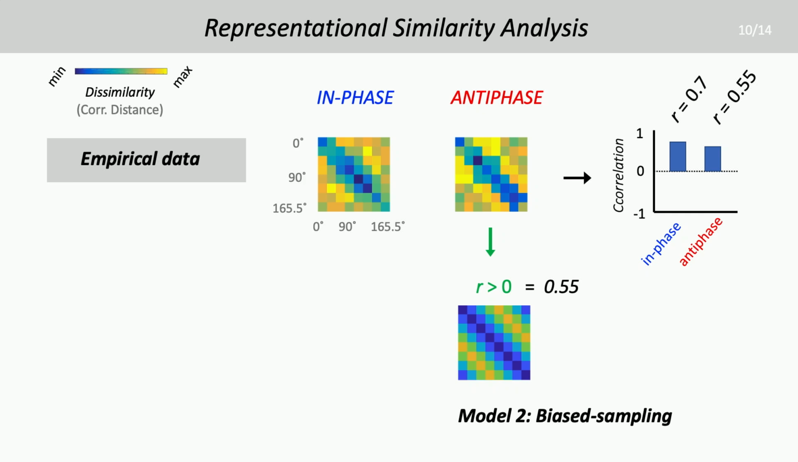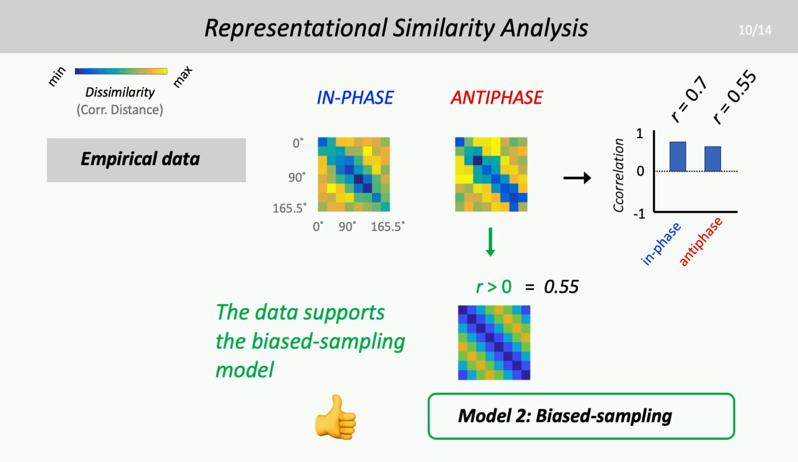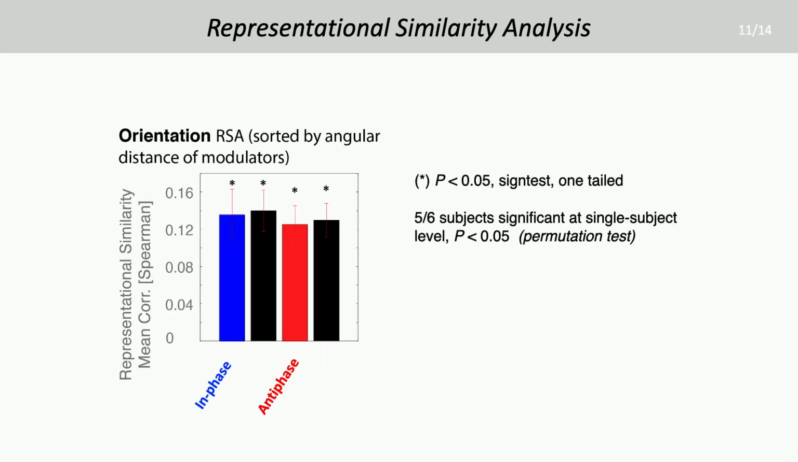The pattern of results is summarized by the bar plot shown to the very right. Both the in-phase and antiphase conditions positively correlate with the model template reflecting grating angular disparity. In sum, the data supports the biased sampling model, not the edge effect model. It may be fairly argued that perhaps the pattern of results in our sample of subjects is heterogeneous or driven by one single subject. To rule out this possibility, we conducted RSA analysis separately for each subject.